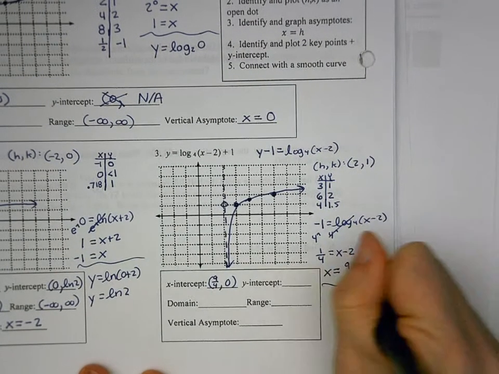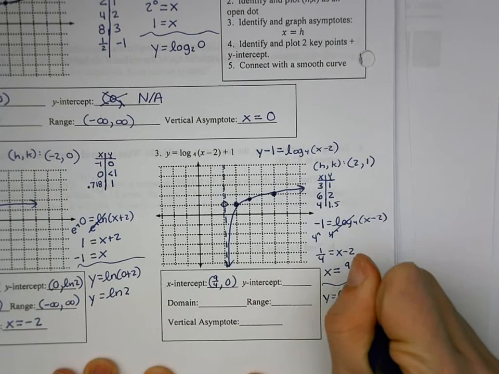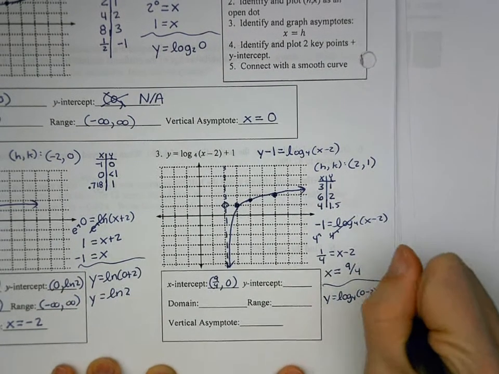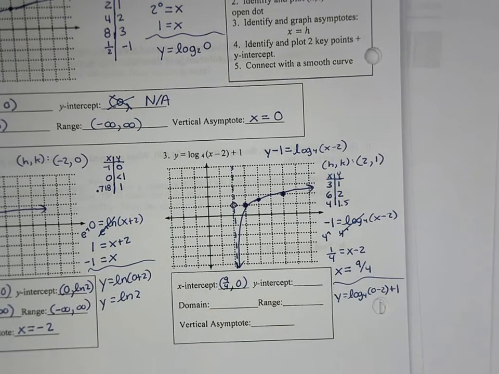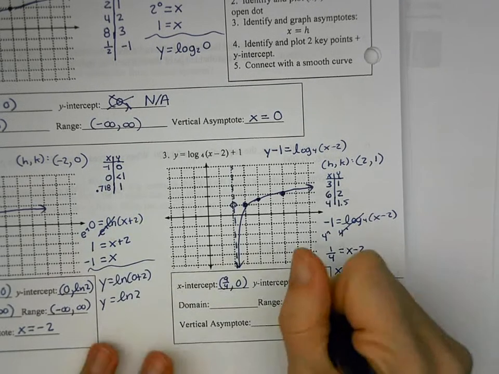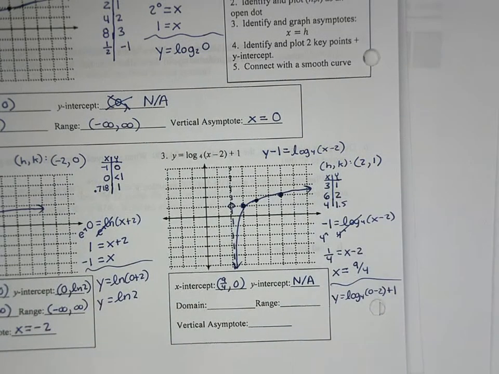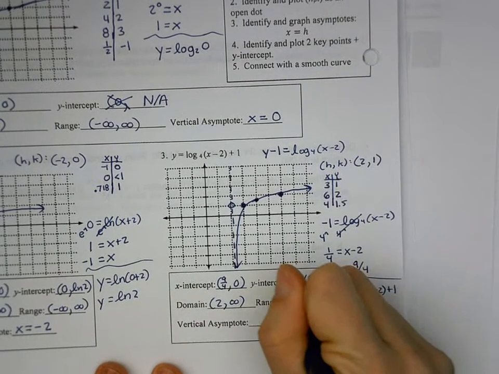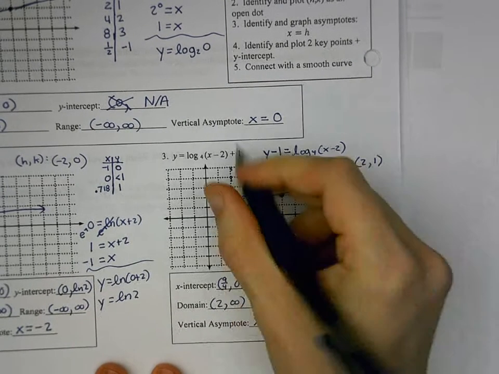Y-intercept is when x equals 0. So putting 0 into x there, we have y equals log base 4 of 0 minus 2 plus 1, which I end up with log base 4 of -2, which there's no exponent that's going to turn 4 into a negative, and so I have no y-intercept, which is confirmed by looking at my graph. I never touch the y-axis. Okay, domain is all my x values, which is everything from 2 to infinity. Range are my y's, -infinity to infinity. And vertical asymptote is x equals, and in this case it's at x equals 2.